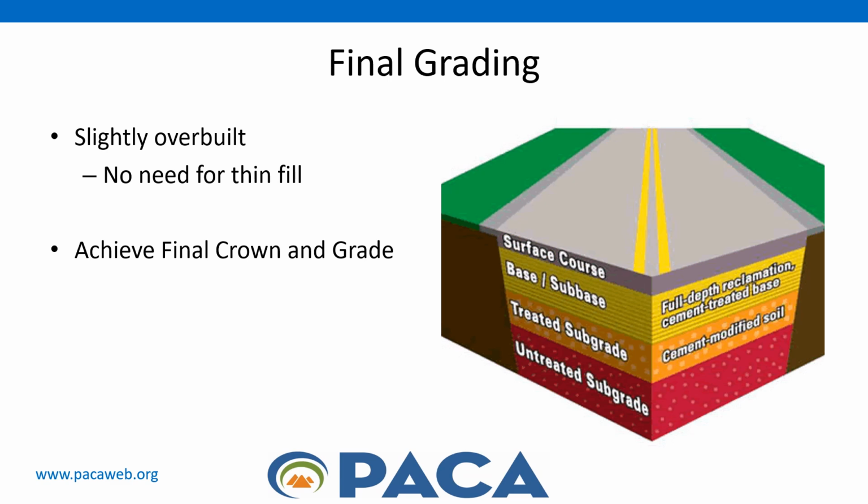As compaction nears completion, the surface of the cement soil stabilized material should be shaped to the specified lines, grades, and cross sections. Remember, it's typical to slightly overbuild the surface so there's no need for thin fills, and it makes it easier to achieve that final crown and grade. Compaction shall then continue until uniform and adequate density is achieved. The compaction and finishing process shall be performed in such a manner as to produce a dense surface free of compaction planes, cracks, ridges, or loose material. All of these finishing operations should be completed within 4 hours from the start of mixing.